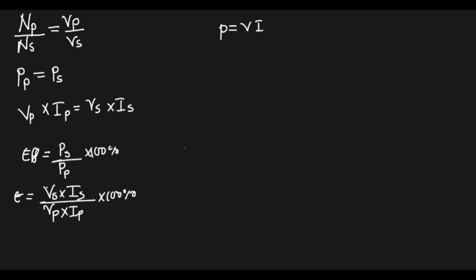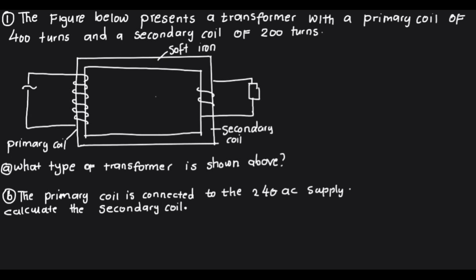Now let's look at some examples. Okay, so now we have the first example. The figure below represents a transformer with a primary coil of 100 turns and a secondary coil of 200 turns. Now we can start. So from the first question, we are told to give the type of the transformer that is shown in this figure.